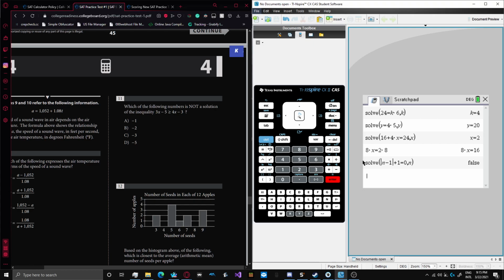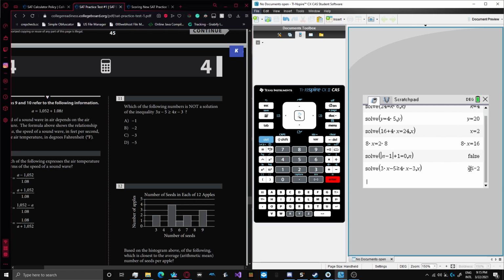11. Which of the following numbers is not a solution of the inequality 3x minus 5 is greater than or equal to 4x minus 3? So we can do solve 3x minus 5, and then control equal sign to get the greater than or equal to symbol, 4x minus 3, solving for x, and it says that x is less than or equal to negative 2. So what that means is that any value that is greater than negative 2 will not be a solution. So the only one that satisfies that condition of not being a solution is actually negative 1. Everything else will either be equal to or less than negative 2.